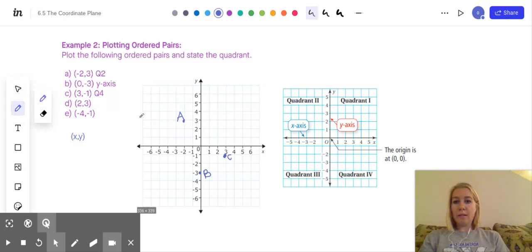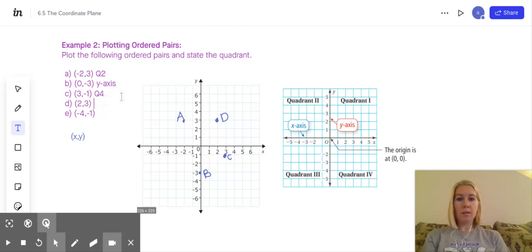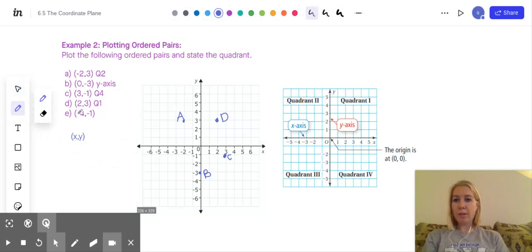All right, let's plot D. Starting at 0, 0, our x-coordinate is 2, so that means we're going to go 2 to the right, 1, 2. We go across first, and now let's go up and down. And our y-coordinate is 3, so let's go up 3, 1, 2, 3. And this is coordinate pair D. Okay, now let's state what quadrant it is in. Quadrant 1. Oh, it is in quadrant 1. So Q1.